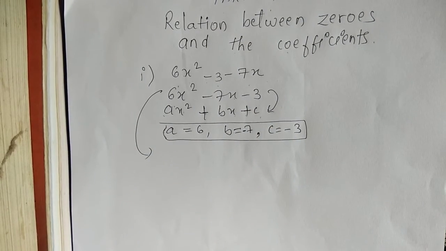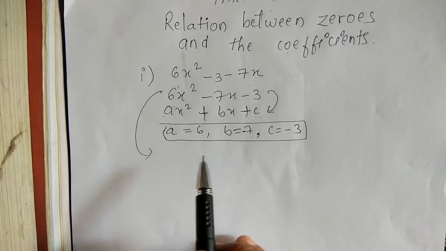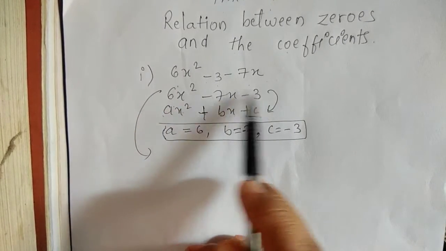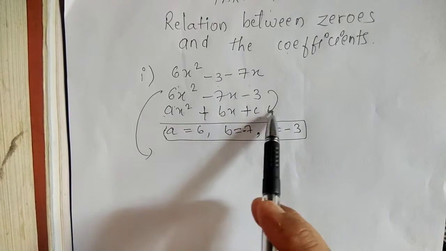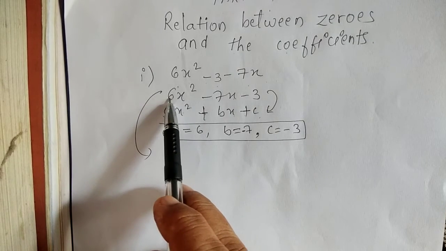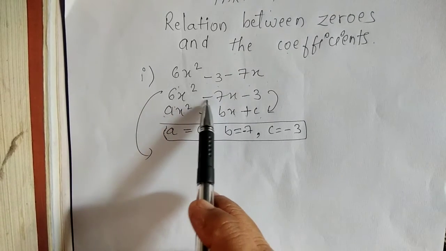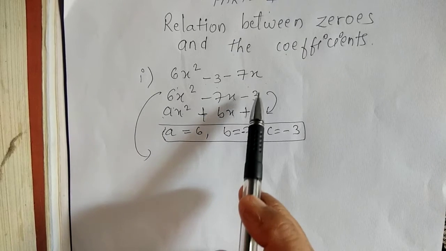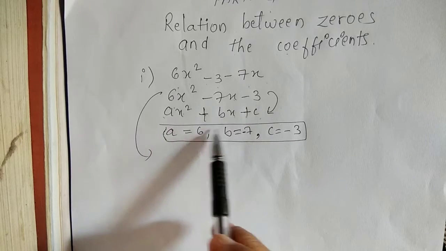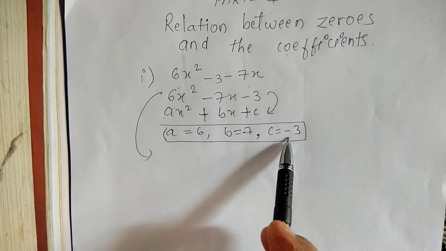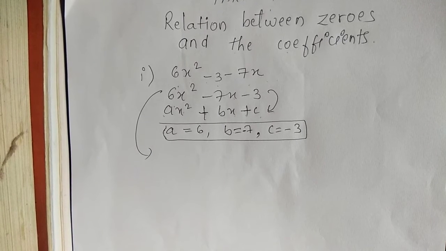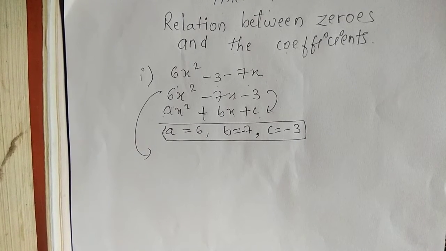Now to find the coefficients, first we have to compare our polynomial with the general form. If we compare them, we observe that a value is 6 here and the b value is minus 7 and c value is minus 3. So I have noted here all three values a, b, c. After noting these values, we have to factorize the quadratic polynomial to find the roots of this quadratic polynomial.